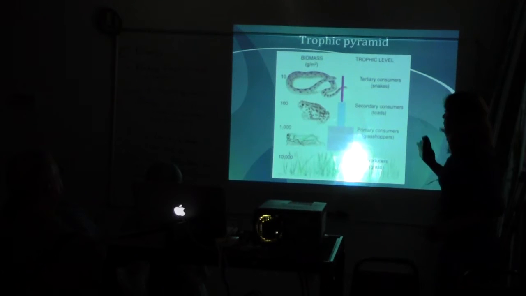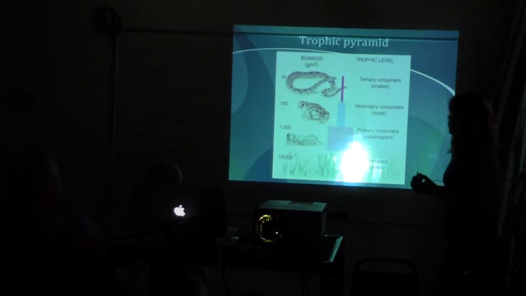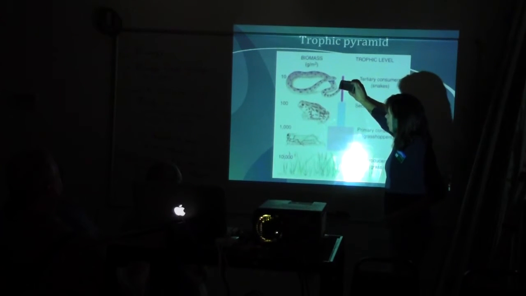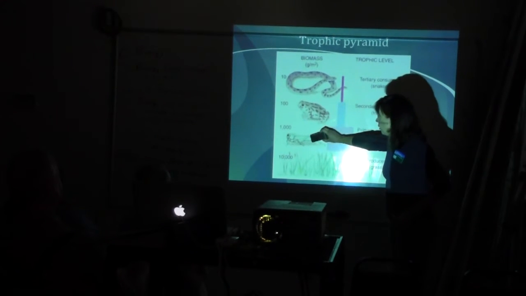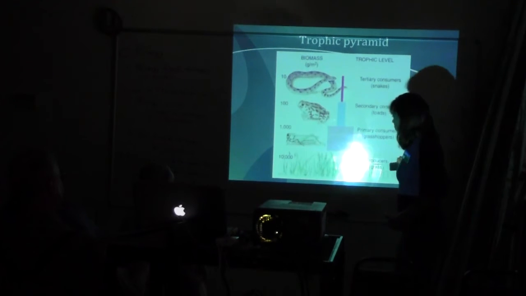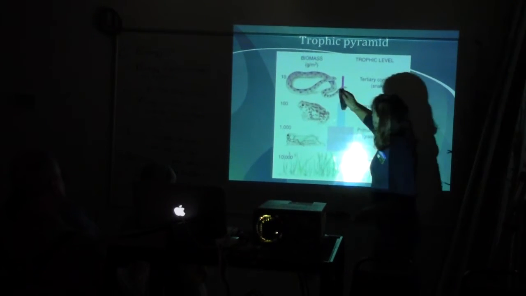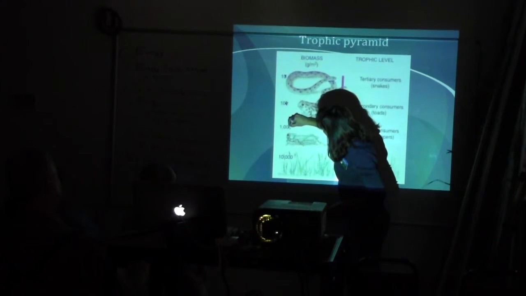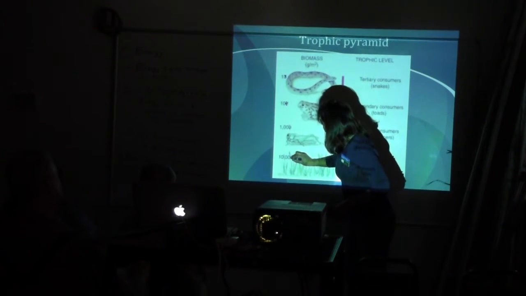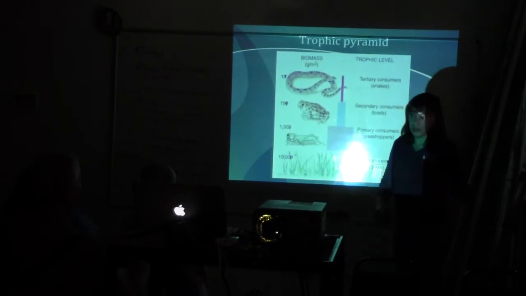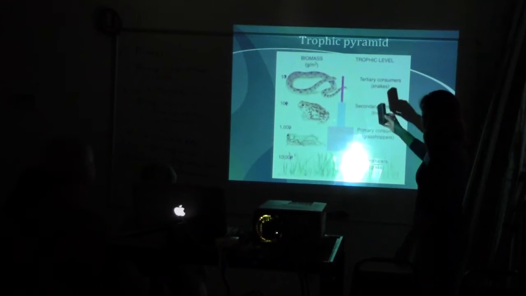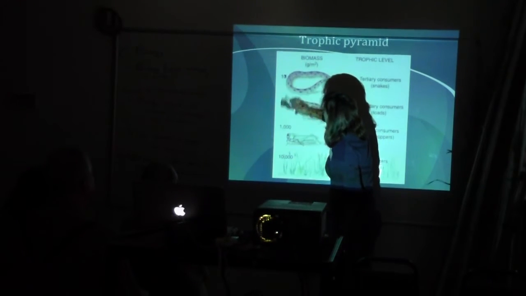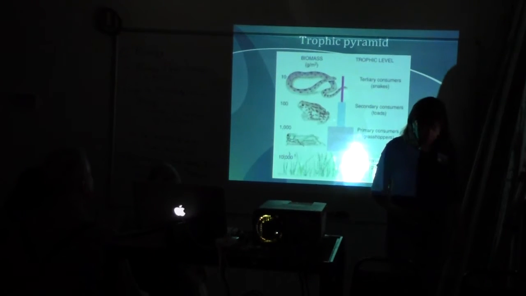So in order to have top-level consumers, to have 10 snakes, because we like snakes, we need to have 100 frogs and 1,000 grasshoppers and 10,000 blades of grass. If we were to have just one, we still needed 10 frogs, 100 grasshoppers, and 1,000 blades of grass to feed just one snake.